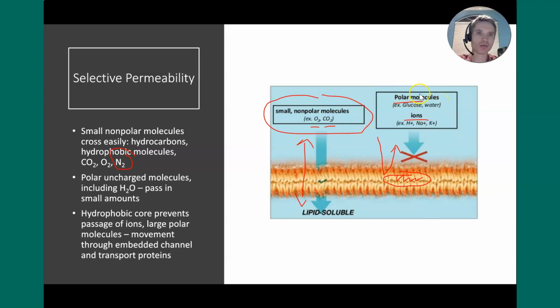The only way in which these molecules, polar molecules such as glucose, or ions such as protons, sodium, potassium, can enter is that they're going to have to move through one of those embedded channels. And I'll show you that in the next slide. Now, I do want to make the statement regarding water. Water is a polar uncharged molecule. It is able to pass in small amounts. So some water is able to leak through the membrane. Not a lot, but there is definitely a little that is able to leak through.